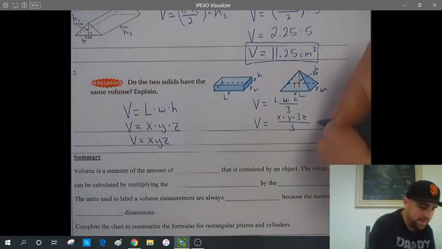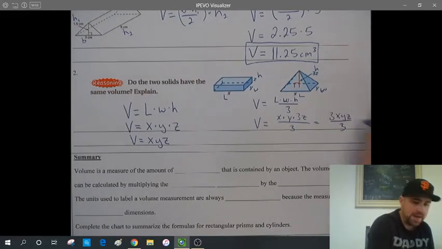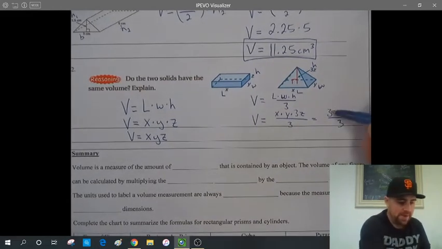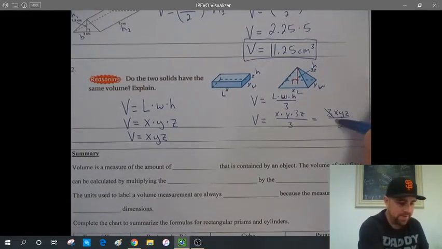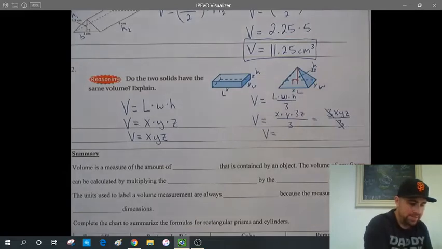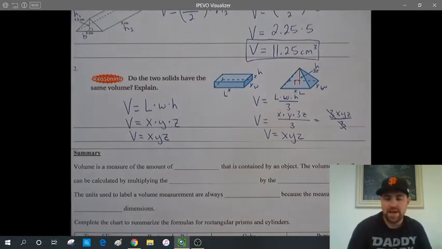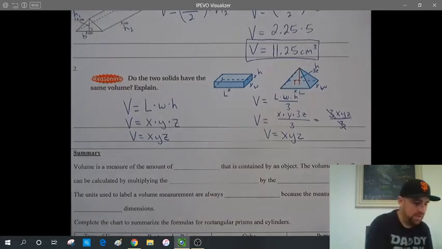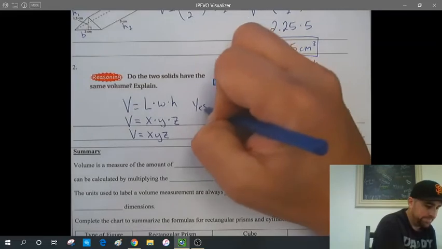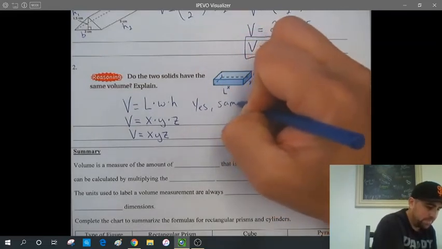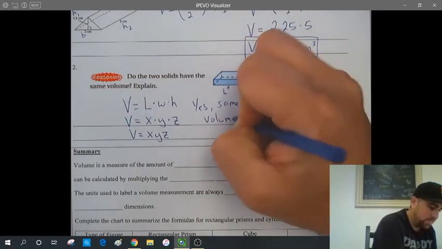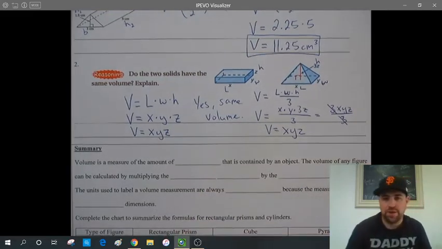And so what this ends up equaling is 3xyz over 3. But if I multiply by 3 on the top and then divide by 3, these cancel out. And so what we end up finding is that, yes, these would have the same volume. Okay, and that's shown by the work that I've given.